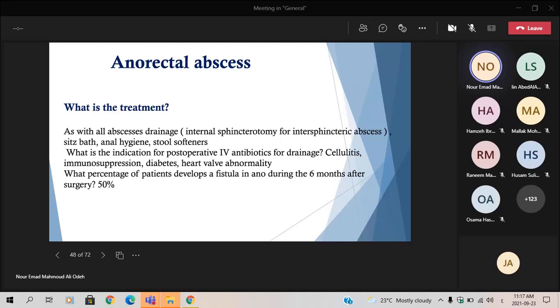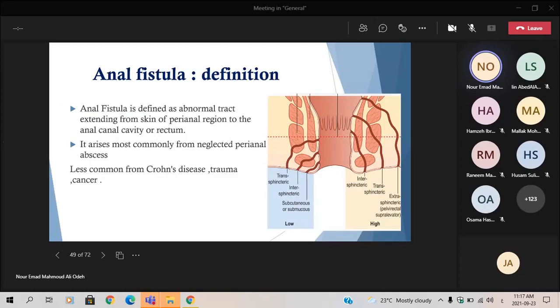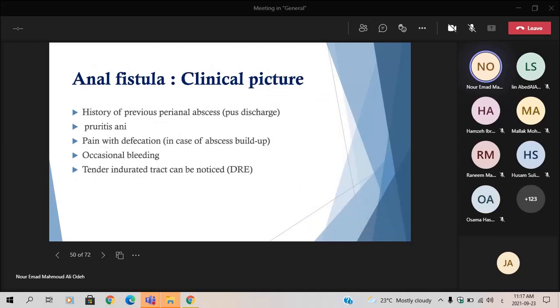We need to know also that even if we treat the abscess, there is a percentage for occurrence of fistula. Anal fistula is an abnormal tract formed between the rectum and the anal canal. It arises mainly from a neglected perianal abscess. In history taking, there will be a previous perianal abscess. There will be pruritus and pain with defecation in case of abscess build up, and tenderness during rectal examination.